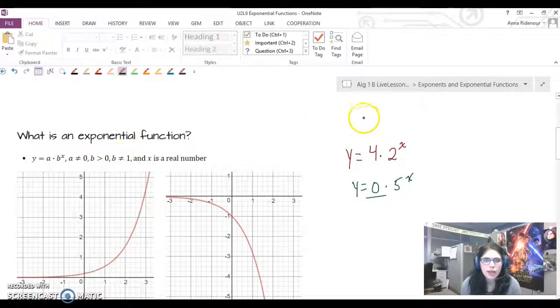b has to be greater than 0, so you can't have a negative base. And you can try that out yourself. I'm not going to go into why, but it just doesn't work.